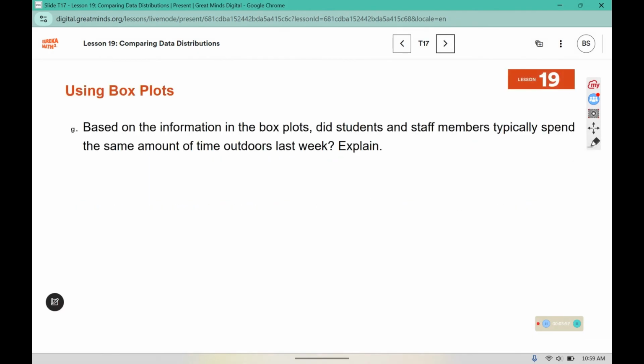G. Based on the information in the box plots, did students and staff members typically spend the same amount of time outdoors last week? Explain. Well, no, the students spent more time outdoors last week. Their first quartile, median, and maximums were all higher than the staff's box plots.